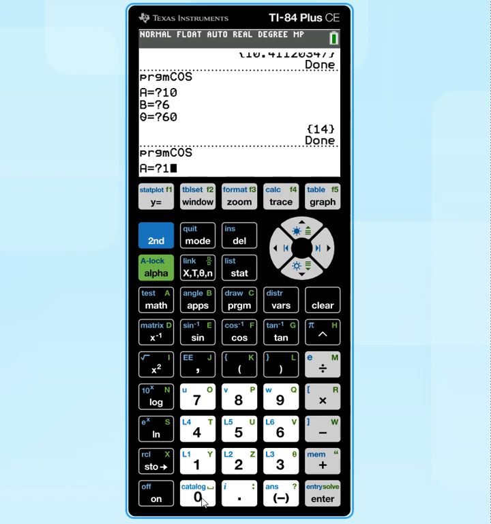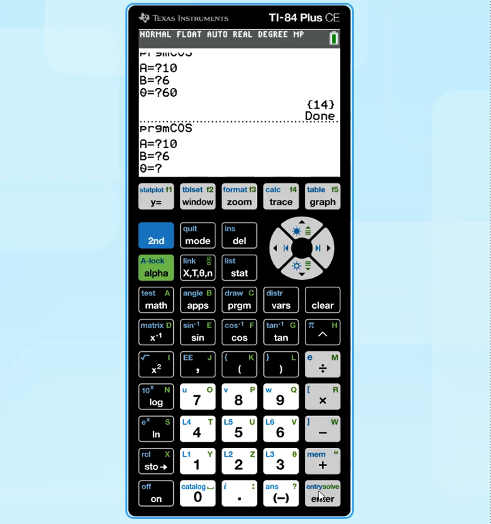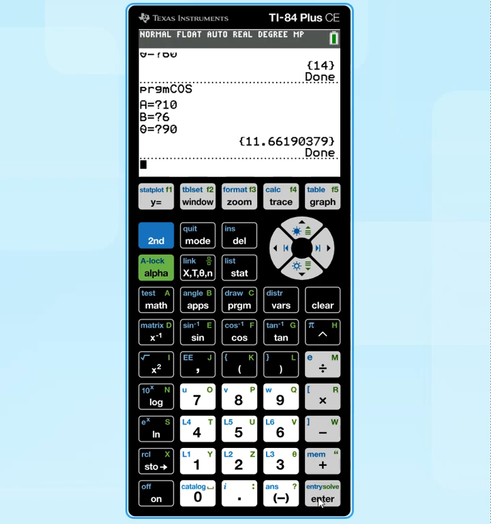Let's do another one from that treasure chest worksheet. We had 10. Then we had 6 again. Let's put in 90. This would be a right triangle, and we could just use the Pythagorean theorem, but the law of cosines will reduce to the Pythagorean theorem when theta is 90 degrees. So let's see what we get here. Yep, 11.7. Yep, that is correct.